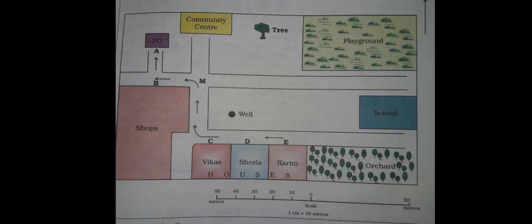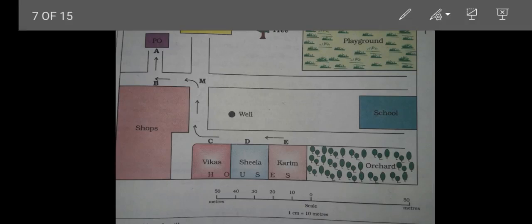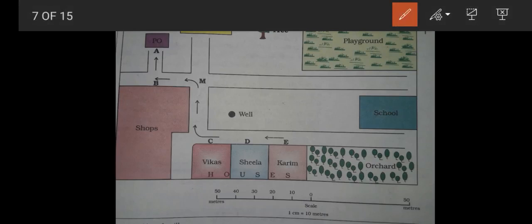Here comes the map. Just see this map. If I show the direction up, it is north. Down means south. Right means east. Left means west. Be clear in this first.